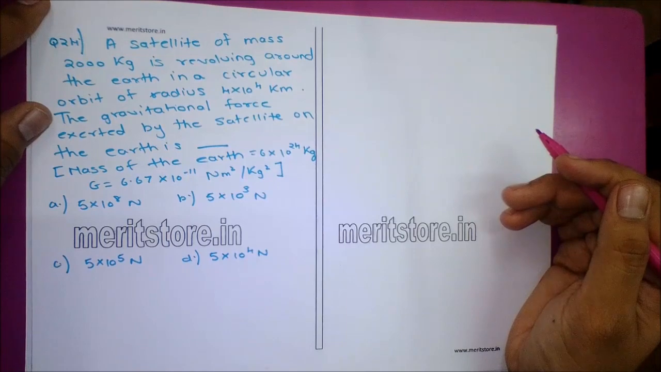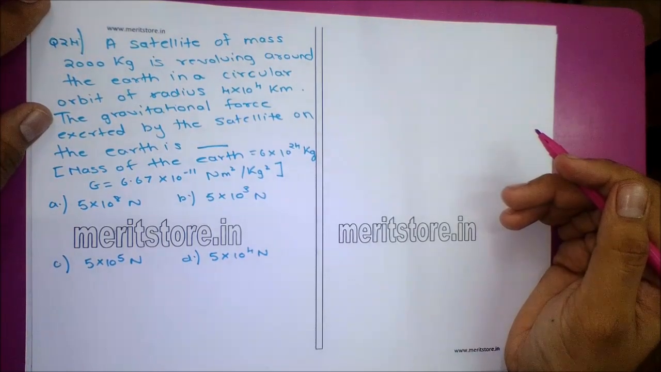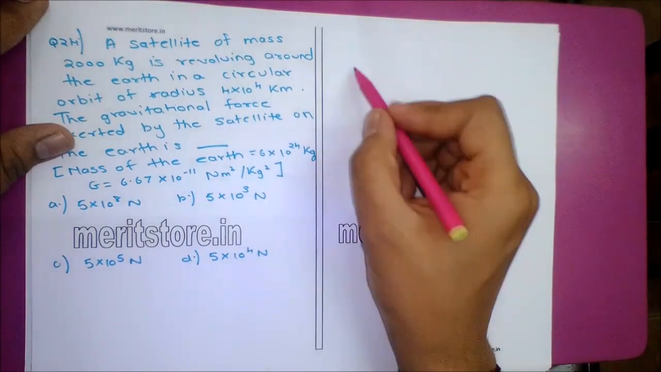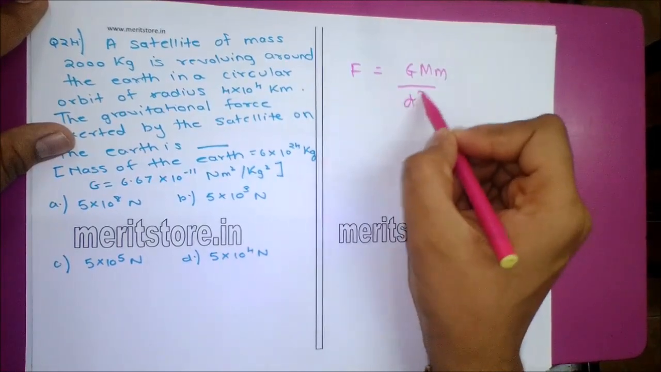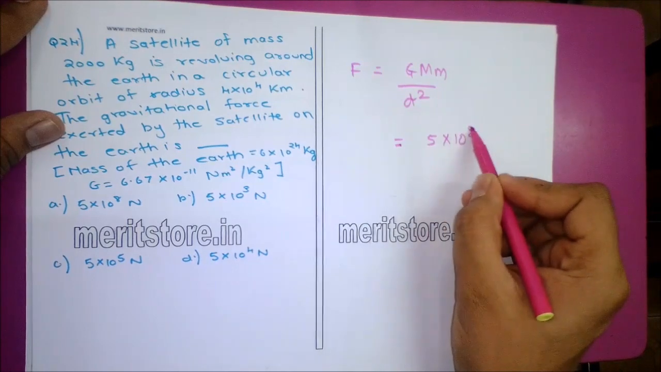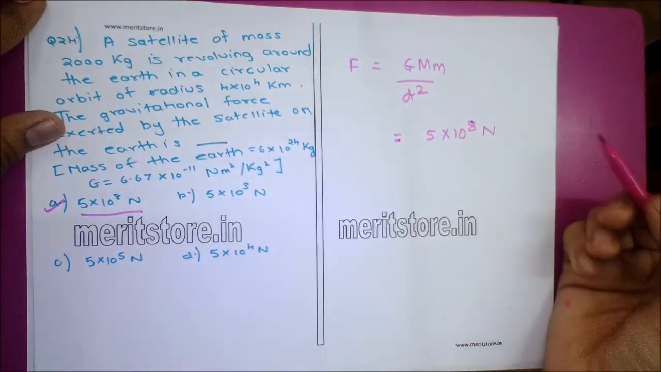Option A, 5 into 10 raised to 8 Newton. Option B, 5 into 10 raised to 3 Newton. Option C, 5 into 10 raised to 5 Newton. And option D, 5 into 10 raised to 4 Newton. Now force F is equal to GMm upon d square. On substituting the values, we get 5 into 10 raised to 8. So option A, 5 into 10 raised to 8 Newton, is the correct answer.